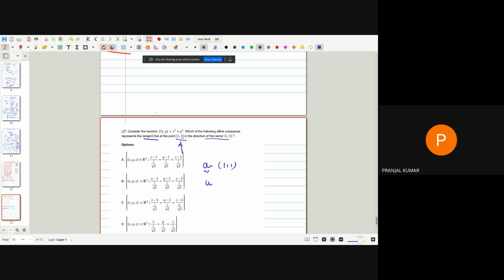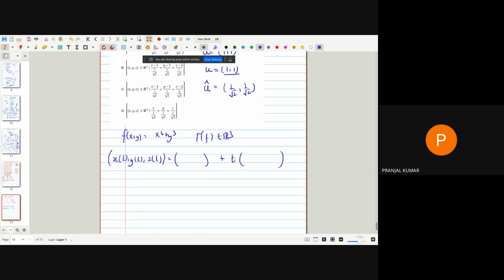Then what is the direction vector? One more thing, the direction vector always needs to be a normalized unit vector. So is this one a unit vector? No, it is not, it is (1, 1), which has norm root 2. So you would have to first normalize it, otherwise you will get a wrong answer. So (1 by square root 2, 1 by square root 2).